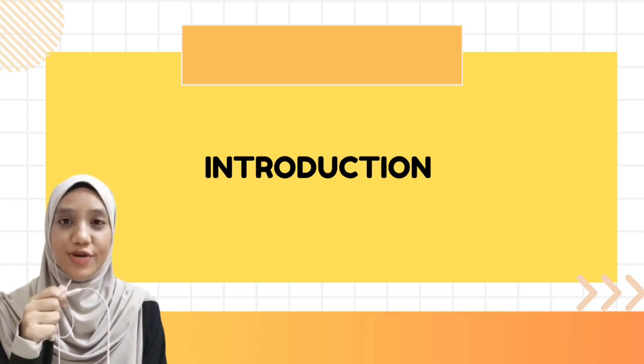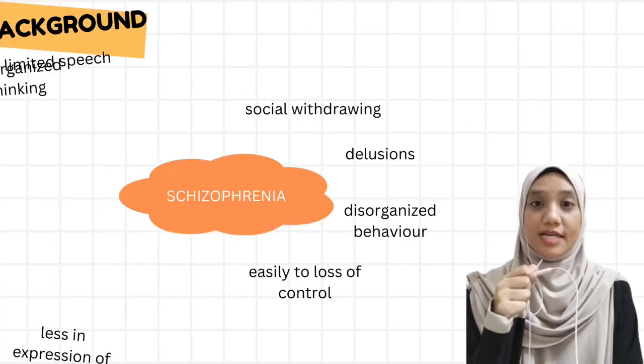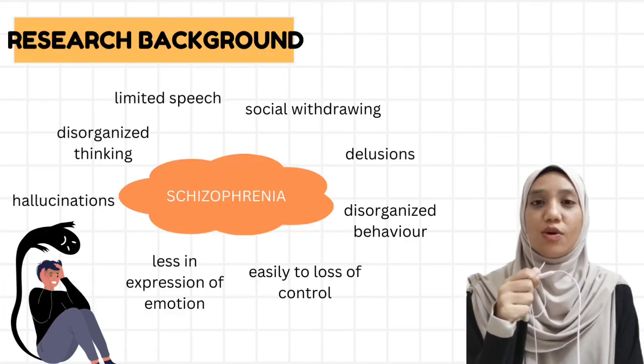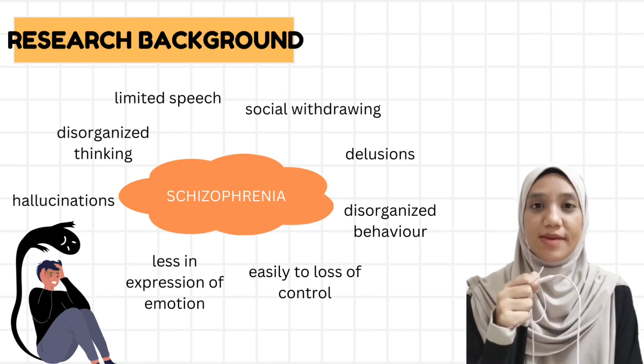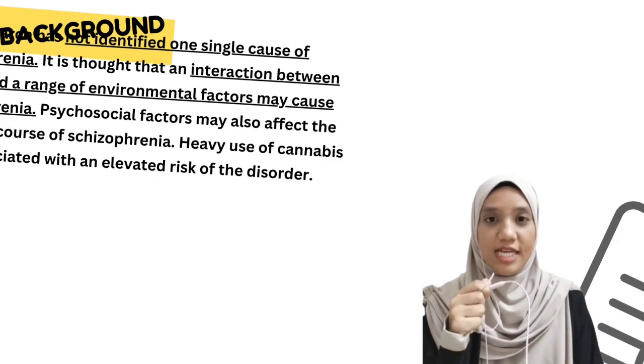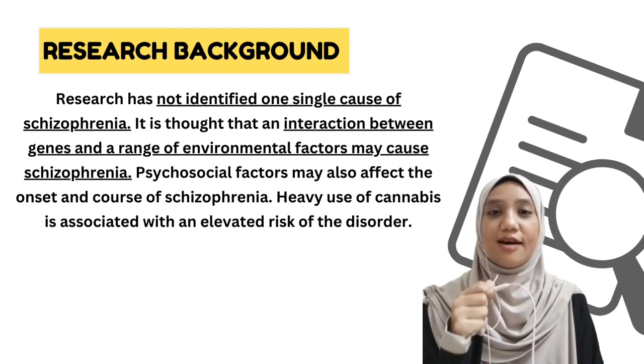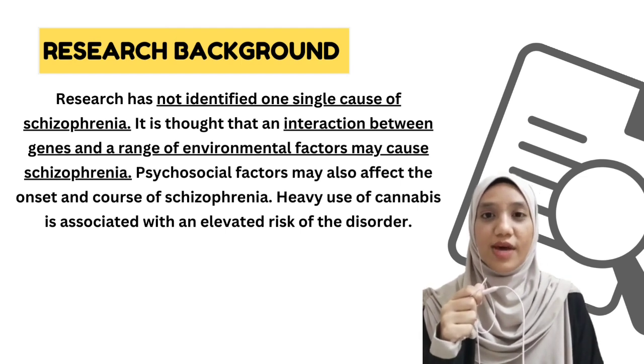We present an introduction for our research article. The main point of this article is all about one of a critical mental health conditions named schizophrenia. Genetic interaction and environmental factors are the two things that are believed to cause someone to have schizophrenia.